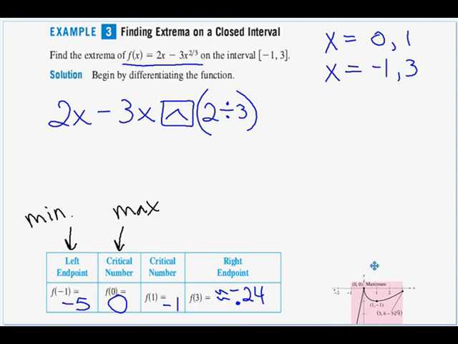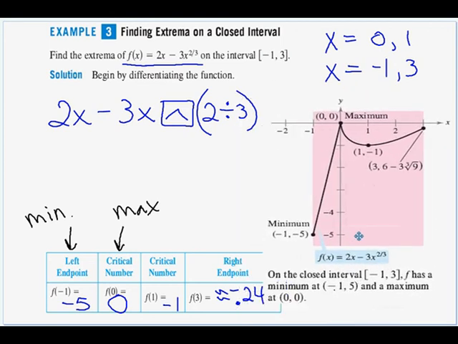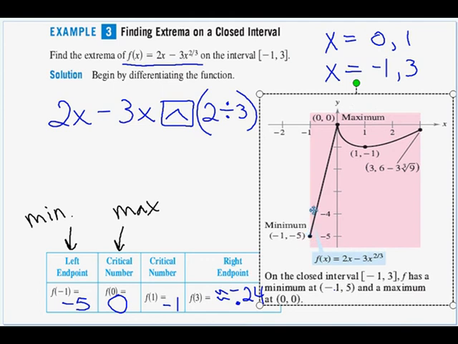And here's a graph of this function. So it sort of starts out as a line coming up to the origin, and then we got a little curve going underneath it. Our interval was from -1 to 3, so here at our left endpoint we do have our lowest value, -1, -5. And then if we scan the entire function, we see our high point is here, right at the origin, 0, 0.